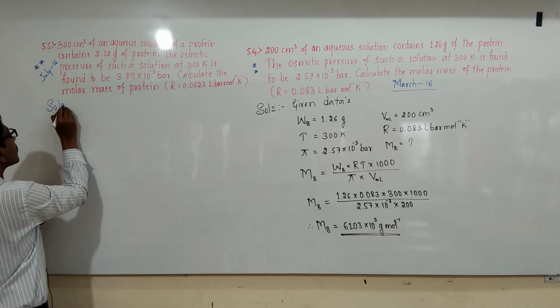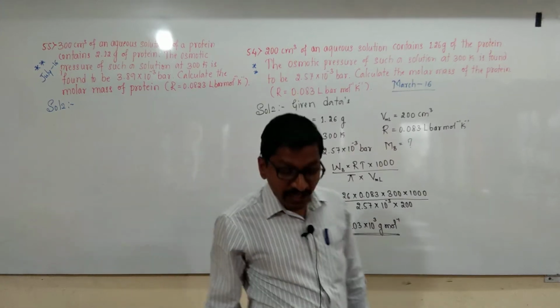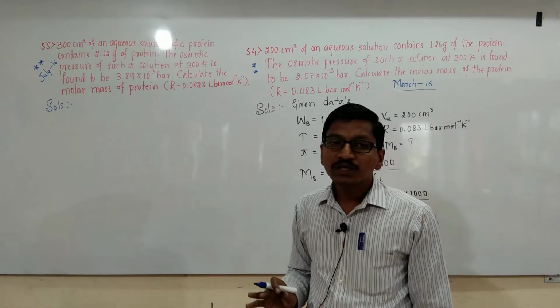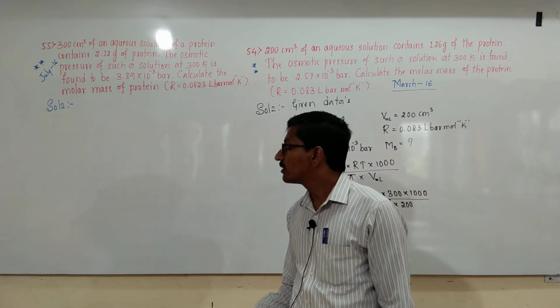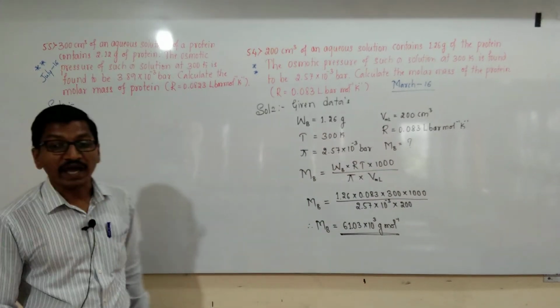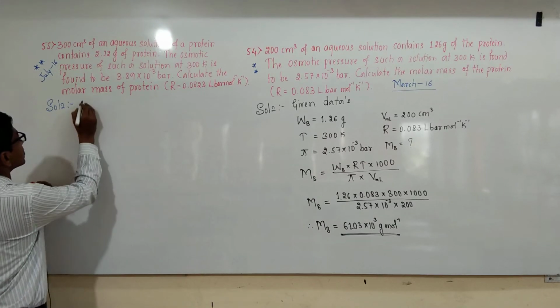Here same problem, WB is given, weight of the protein is given, then volume of the solvent is given, osmotic pressure is given, then R value is given, temperature is also given. Directly substitute the values in this formula, will get answer.